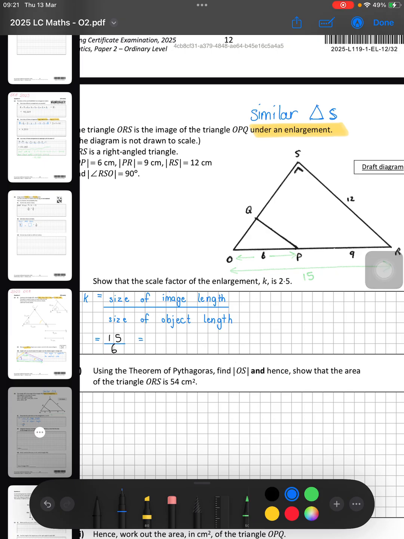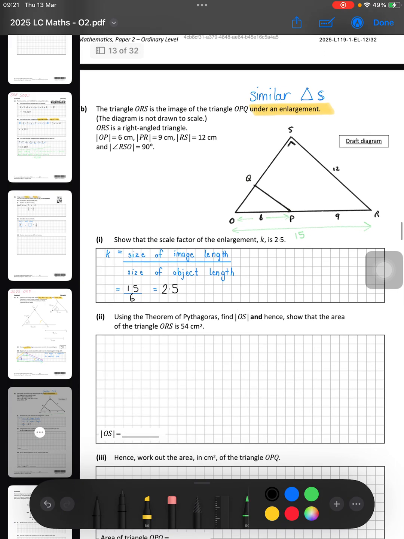When I type that into my calculator, it's going to give me 2.5. Okay, 2.5. That just made it more difficult to read. Right, so that's it shown.